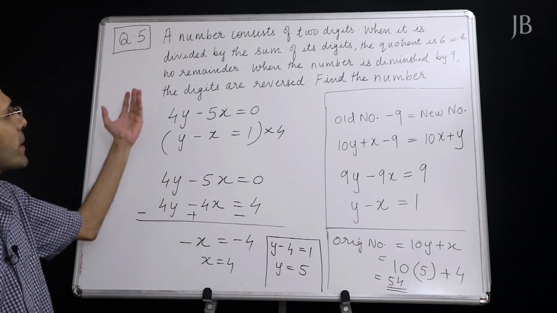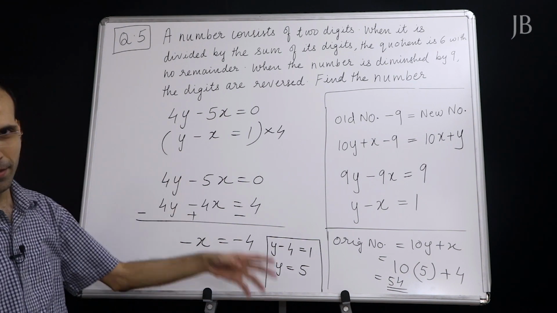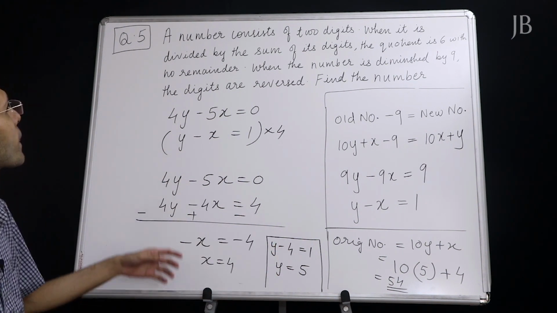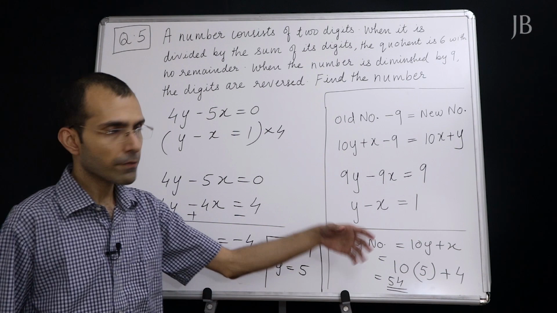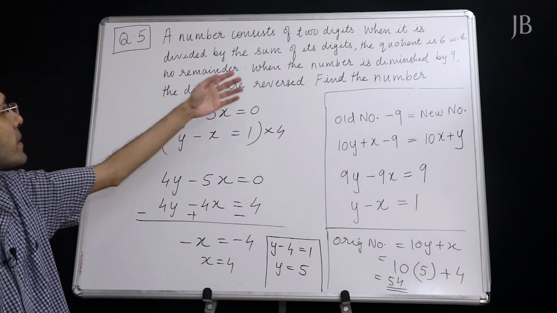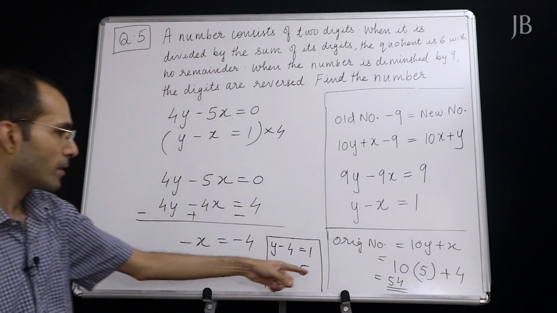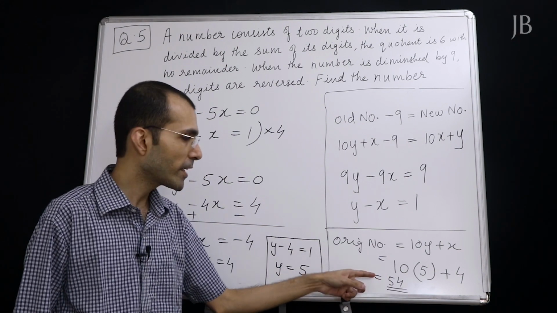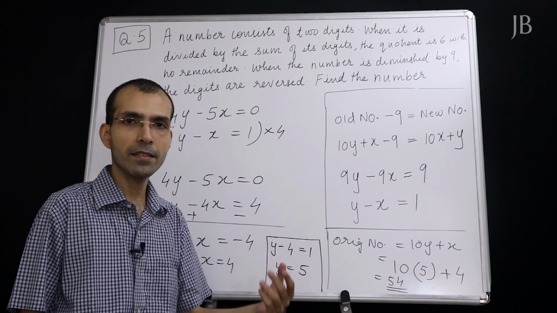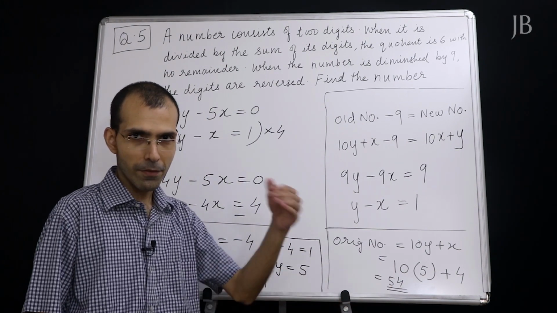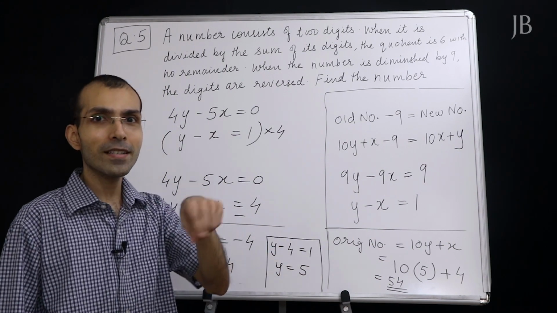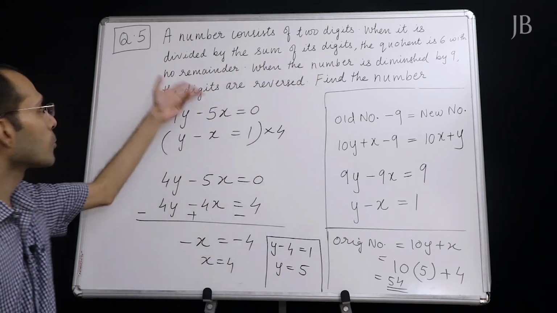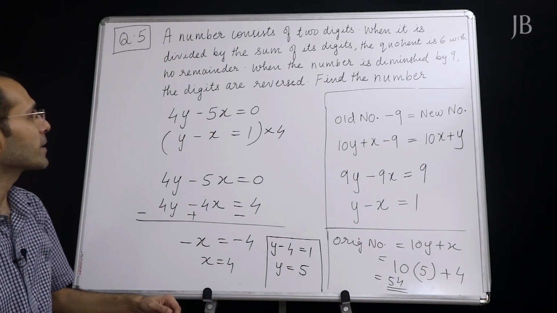Fine, you can even verify this. You want to verify this answer? Okay, let's do it for this sum. Original number is 54. Fine, what are they saying? When it is divided by the sum of the digits, 5 plus 4, 9, 54 upon 9, the quotient is 6, with no remainder, correct? We are also not getting any remainder.